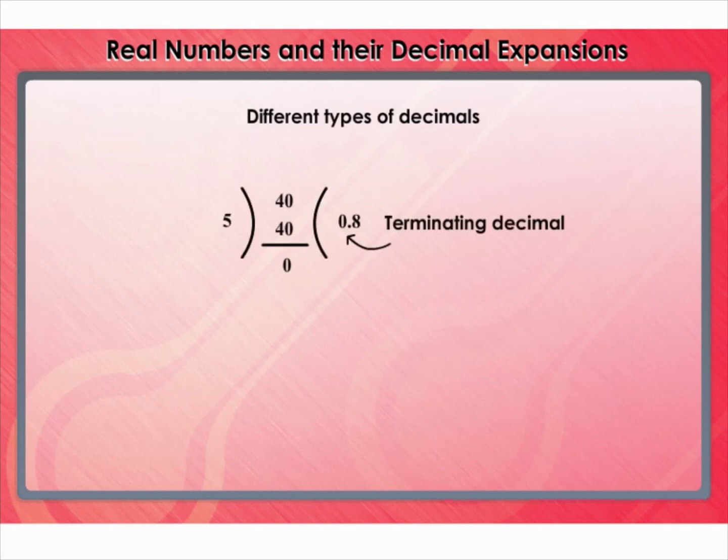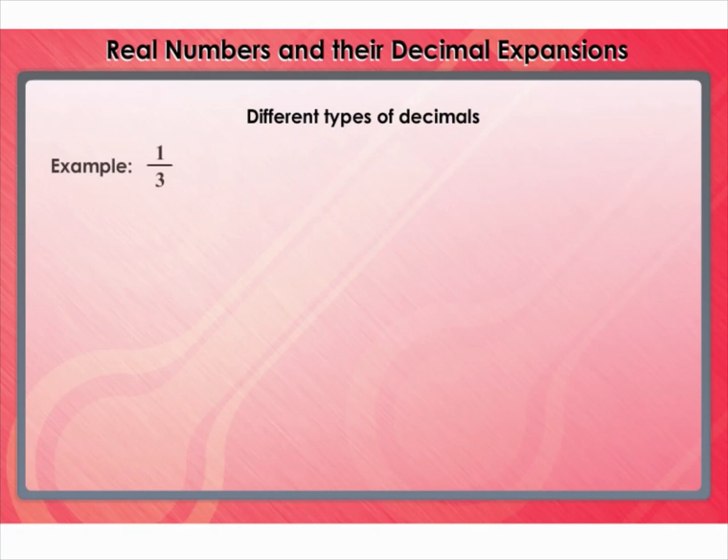When we divide 4 by 5, we get 0.8. In this case, we get a remainder of 0 and the division ends. Thus, 0.8 is a terminating decimal number, as the decimals terminate or end after a certain value. But not all decimal numbers terminate this way. For example, 1 divided by 3.